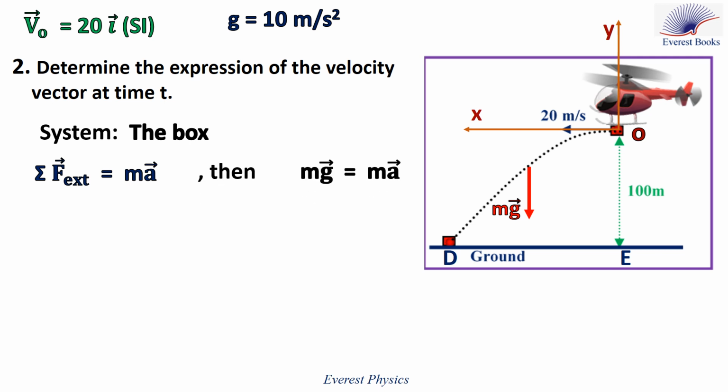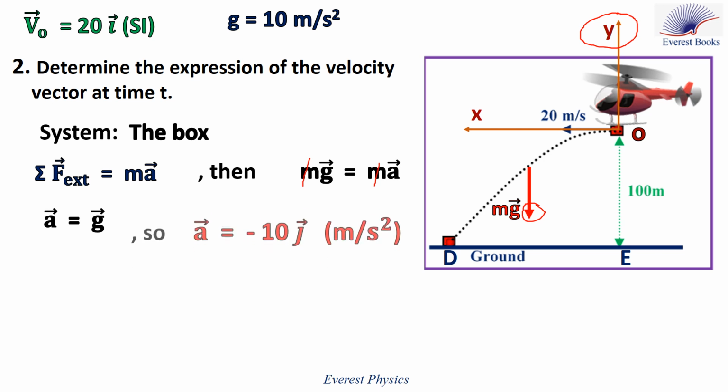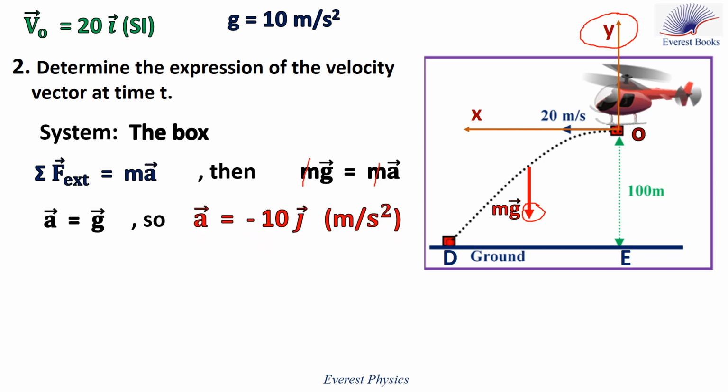Therefore, mg equals ma. m cancels m. Then the acceleration becomes equal to the gravitational acceleration. But y is oriented positively upward and g is directed vertically downward. Therefore, relative to this y-axis, g equals minus 10 j. Therefore, a equals minus 10 j in meters per second squared.